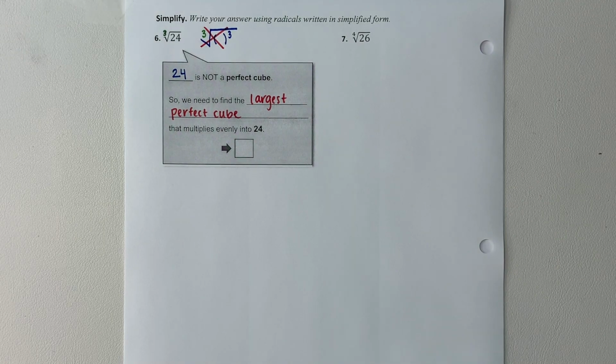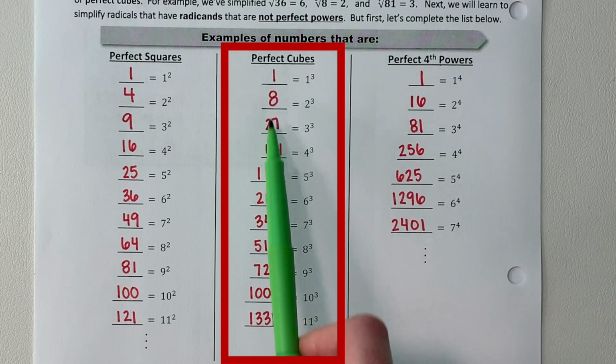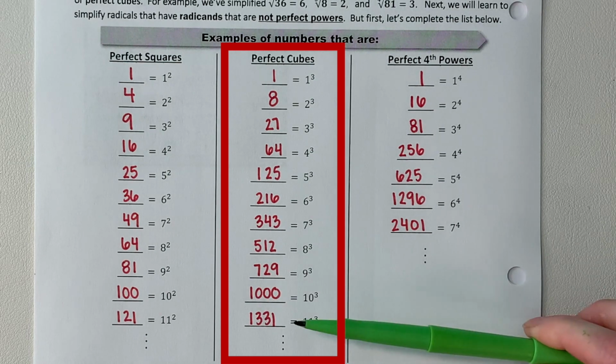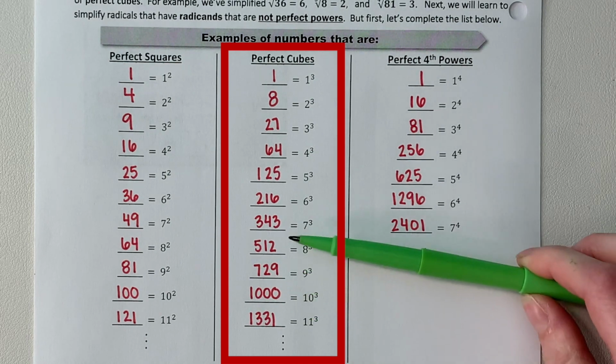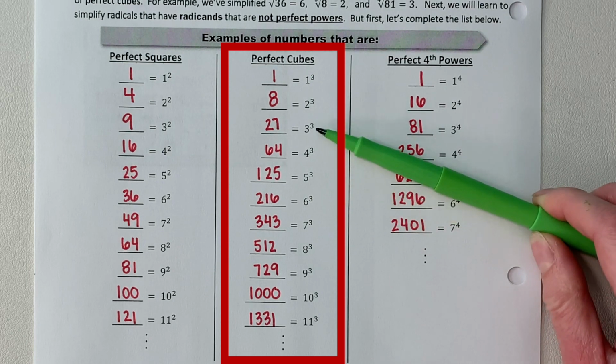Let's look back at the chart we made on page 2, and we're looking for perfect cubes. So we're going to look at this column here. We need to find the largest perfect cube that multiplies into 24. So we need to start with the largest number we can find that's less than 24, because in order to multiply into 24, it has to be less than 24.